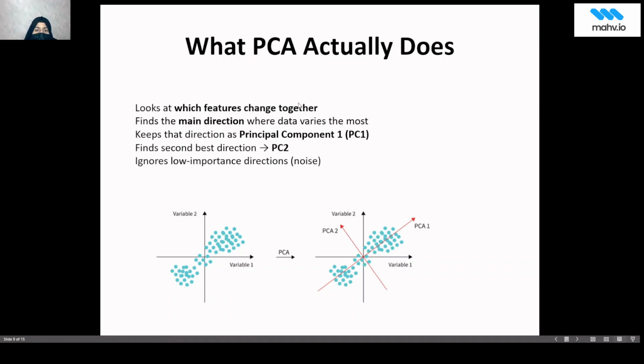So look at which features change together. Find the main direction where data varies the most. Keep that direction as principal component 1. So we just make principal component 1, that is our angle. You will see this line is made.